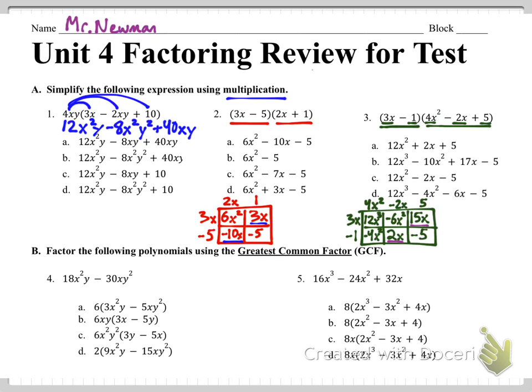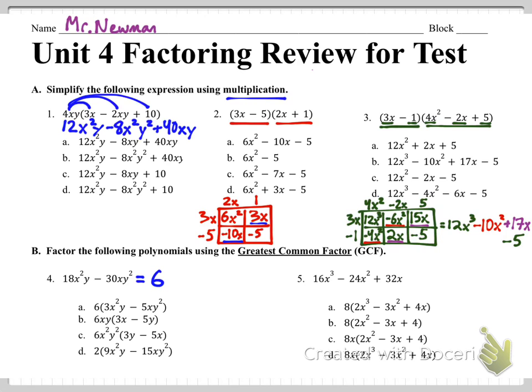We need to combine the like terms, which I'll underline and color code. And when you do that, you get 12x cubed. The reds add together to be negative 10x squared. The purples are 17x, and minus 5 at the end. I just ran out of space there. So you see that the answer is B.